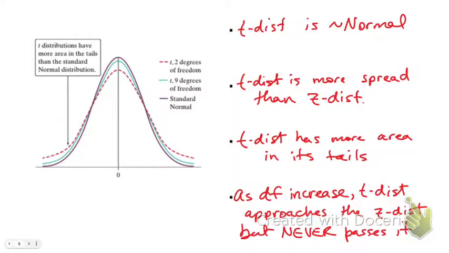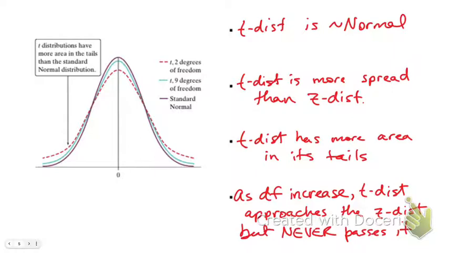It's never going to go above it in the middle, and it's never going to get closer to the x-axis. It'll be so close sometimes that they're probably going to be right on top of each other, but it's not ever going to pass it. So that's the t distribution, its attributes. Do you guys have any questions about a t distribution and how it relates to a z distribution?